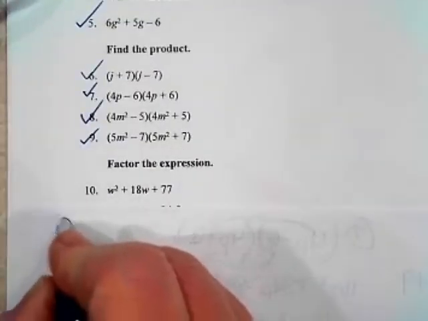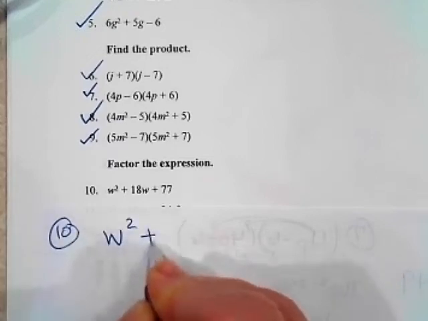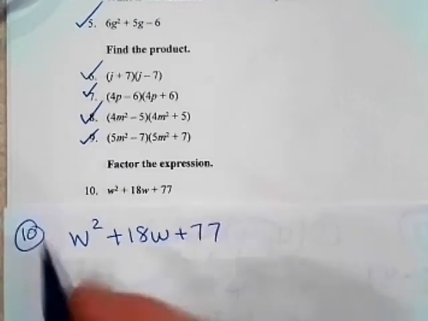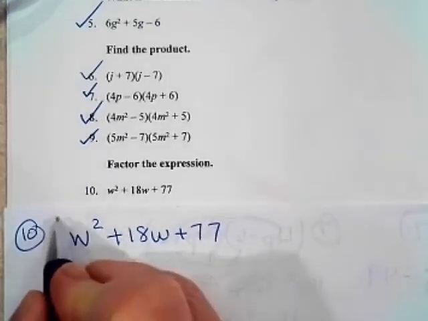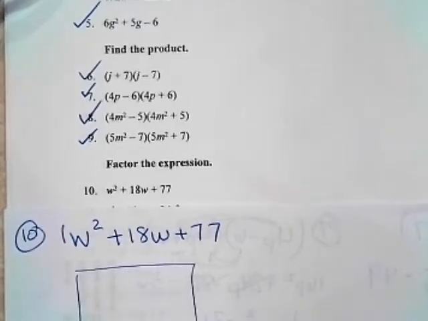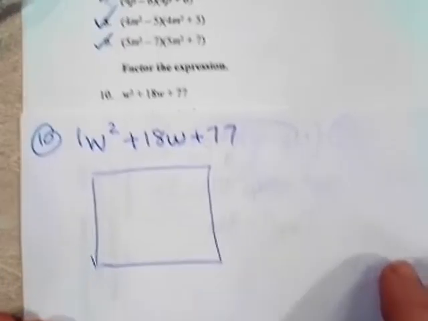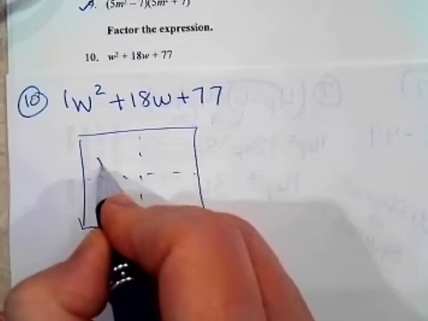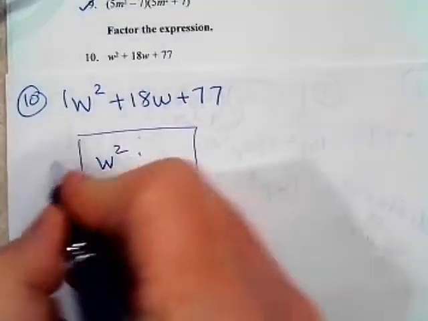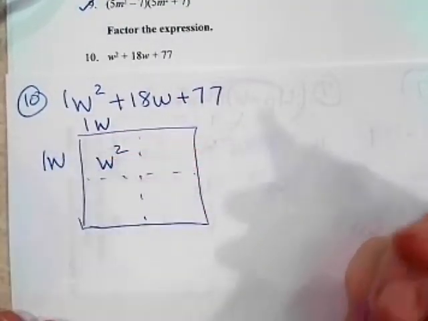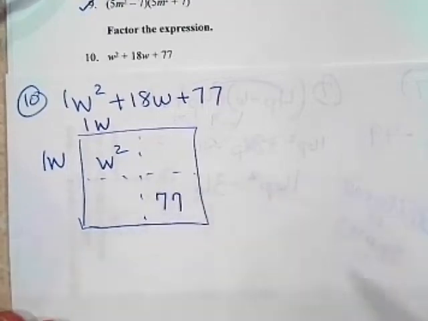Okay, number 10 says to factor w squared plus 18w plus 77. Now when you're factoring and you have a leading coefficient of 1, we do the box. It's usually the easiest method for us to use. And we divide that box into 4 sections. We put w squared here. And it generally factors into w times w. And we have 77 here.